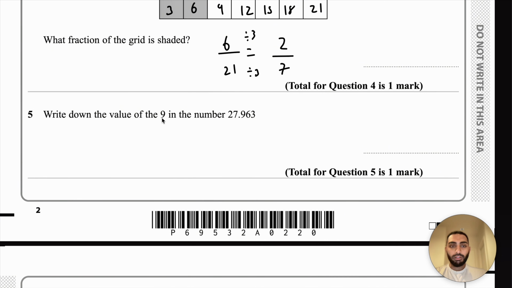Question 5. Write down the value of the 9 in the number 27.963. This 7 is my units. After the decimal point is my tenths. So this 9 is worth 9 tenths.